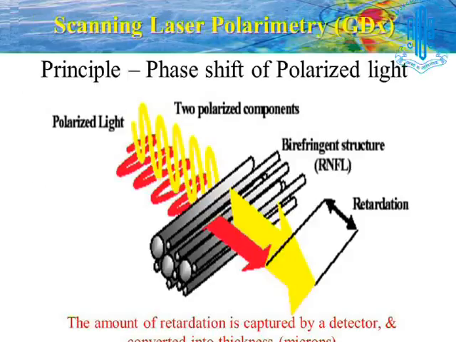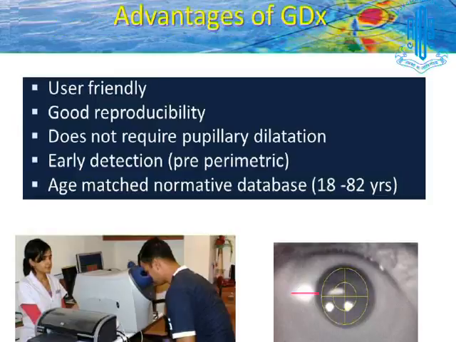The scanning laser polarimetry works on the principle of phase shifting of the polarized light, and the amount of retardation that occurred is captured by the detector and converted into a thickness map, in microns. GDx is a very user-friendly machine and has good reproducibility, does not require pupillary dilatation, and most importantly, it has an age-matched normative database.